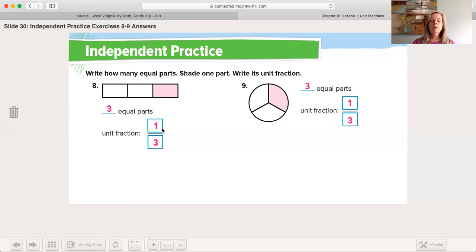3 equal parts, and just one of those, the unit fraction is 1/3. 3 equal parts again. Notice how the 3 is a different shape, but it's still 3 equal parts. And that unit fraction is 1/3.